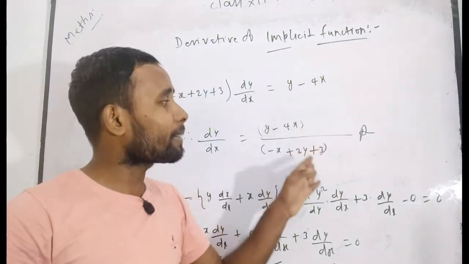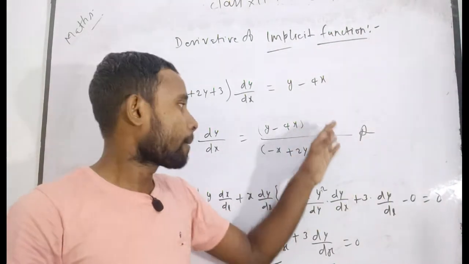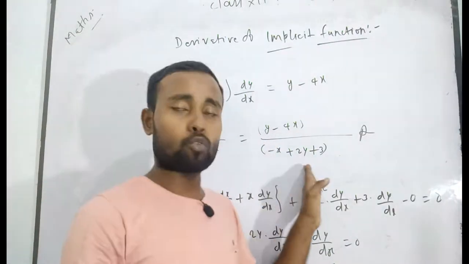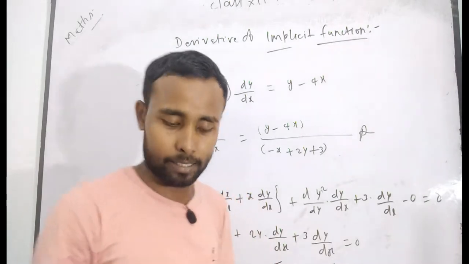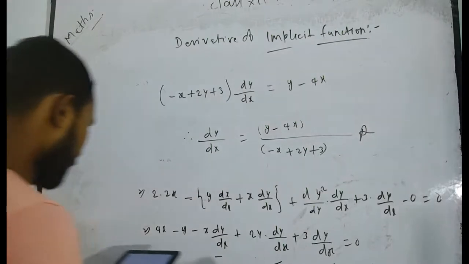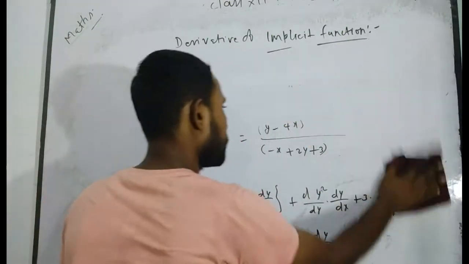If you wish, you can multiply the numerator and denominator by minus 1. Finally, the answer will be (4x minus y) divided by (x minus 2y minus 3). This is your correct answer. I think you understand very well. Again, I want to take the next question for you, which is question 22.